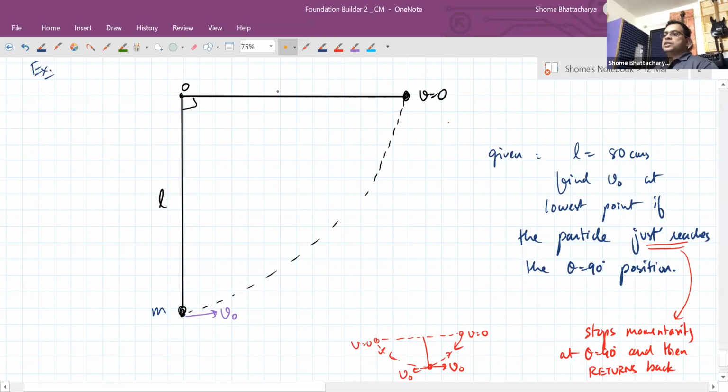So this is the same situation. It's a light thread attached to a particle which is doing vertical circular motion, but such that from the lowest point it is given the speed v0 such that it just about reaches the 90-degree displacement point. The maximum angular displacement is 90 degrees, because at 90 degrees it stops momentarily for an instant and then comes back. So the idea of the question is clear to all of you.